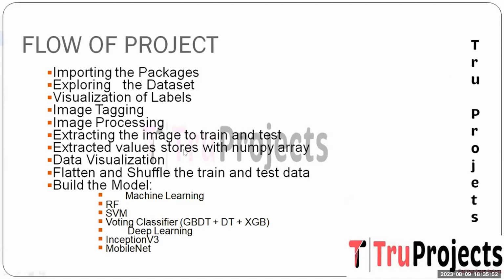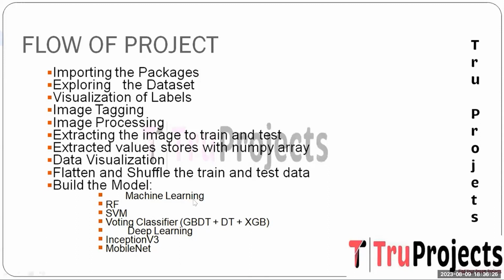And the next one is extracted values stored with the NumPy array. The pre-processed image data is organized into NumPy arrays for efficient handling during model training and evaluation. And the next one is data visualization. Visualizations such as histograms and scatter plots are employed to gain deeper insight into the characteristics of the data and its distribution. And the next one is flatten and shuffle the train and test data. The image data is flattened and shuffled to ensure randomness in the training process and to prevent bias.